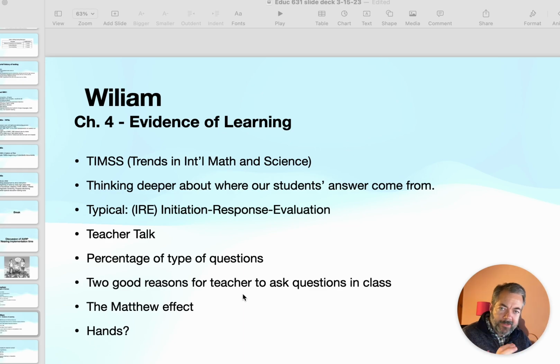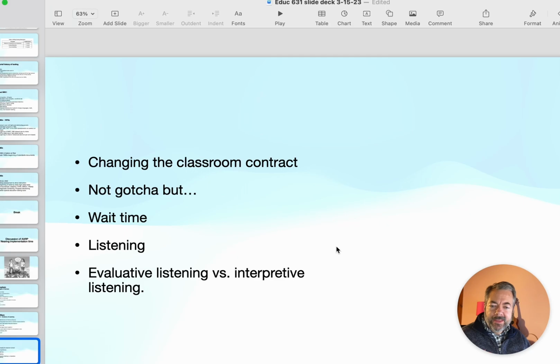the teacher wanted the right answer. If they didn't get the right answer, they say, "Ooh, almost," instead of maybe going a different direction or thinking about the student's thinking. And that's kind of where William was at with that. And so instead, change the classroom contract. I like that term. Kids know what the contract is.